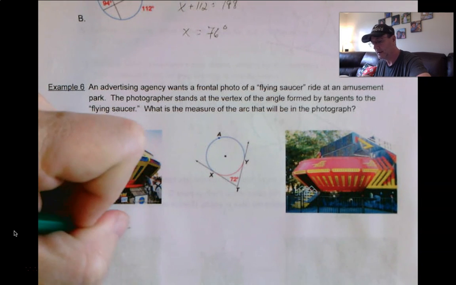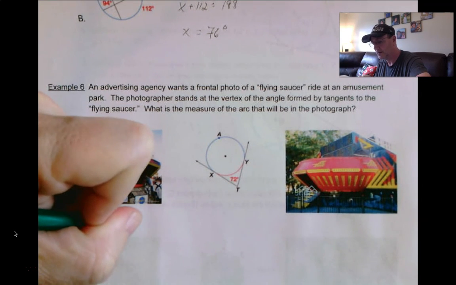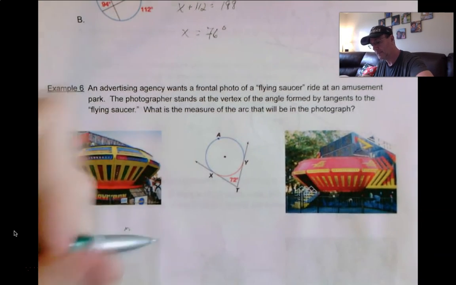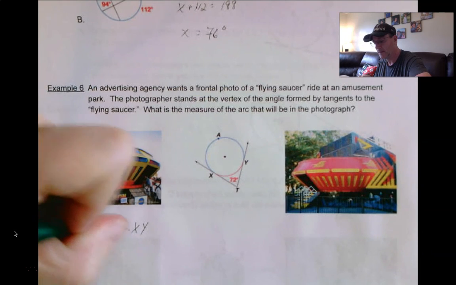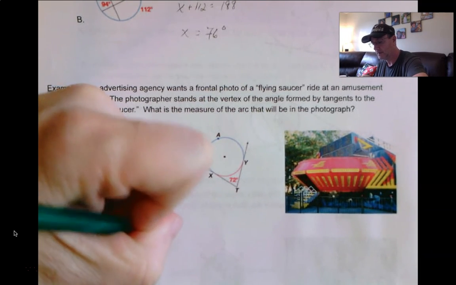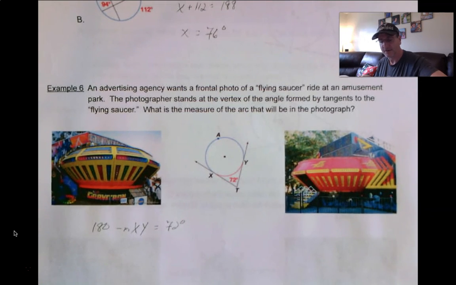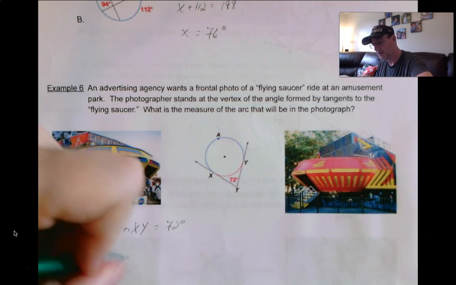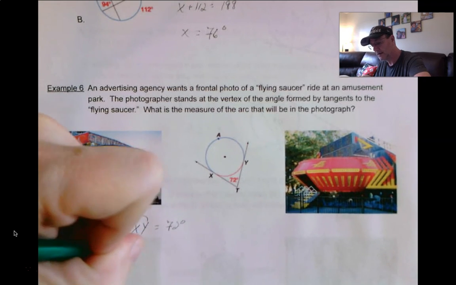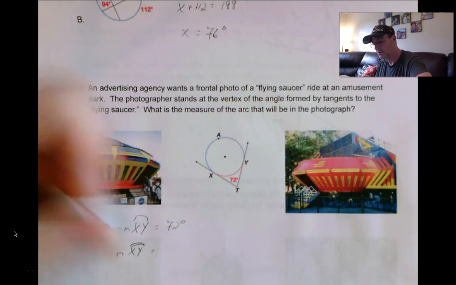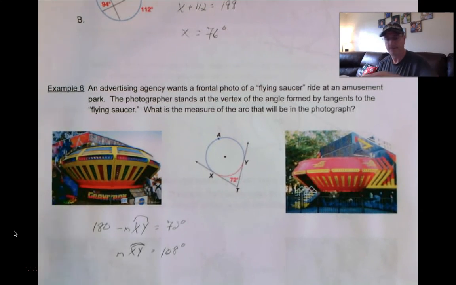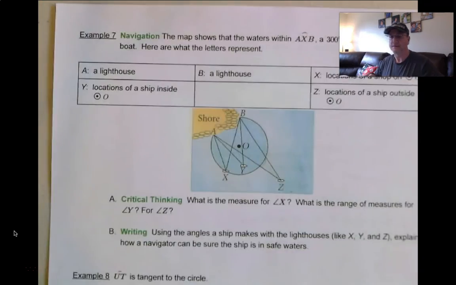So the measure of arc XY subtracted from 180 is equal to 72 degrees. Subtract 72, add the measure of arc XY. The measure of arc XY is equal to 108 degrees. Example 7.